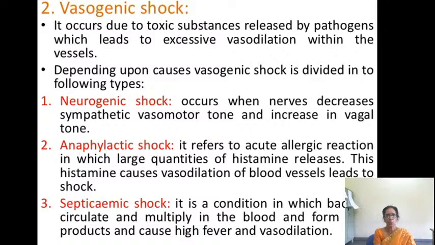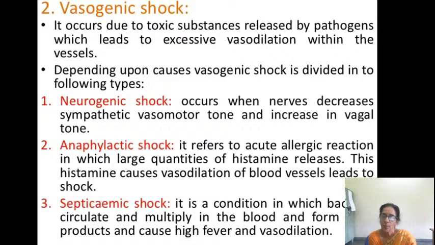Neurogenic shock. Neurogenic shock means there will be transient loss of consciousness, because there will be decreased blood supply to the brain. Your cerebral blood flow has decreased. Why has it decreased? Because sympathetic tone has decreased a lot. Decreased sympathetic tone or increased vagal tone will lead to bradycardia and hypotension.